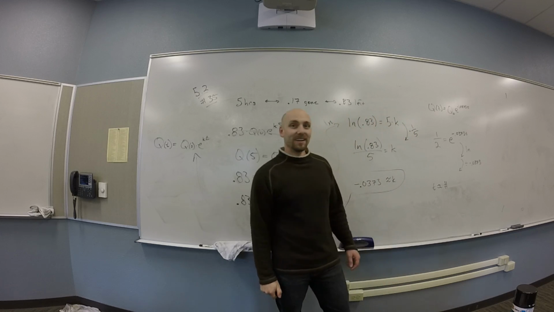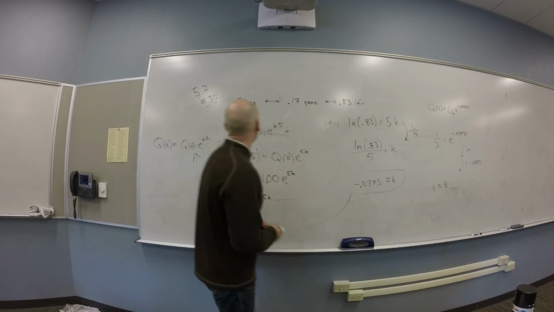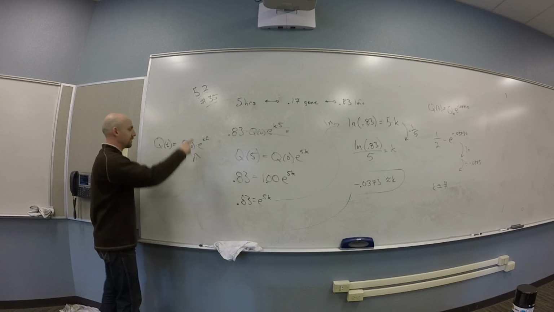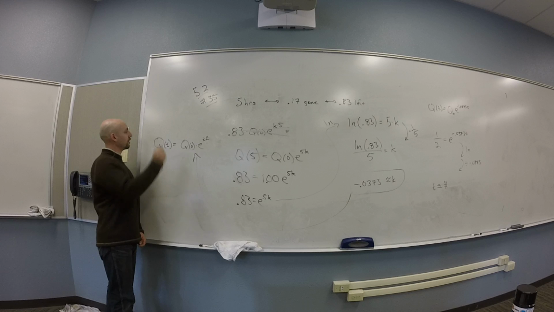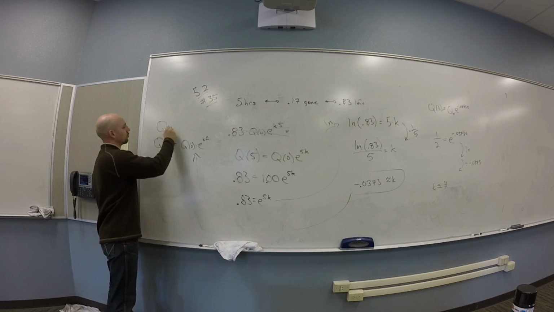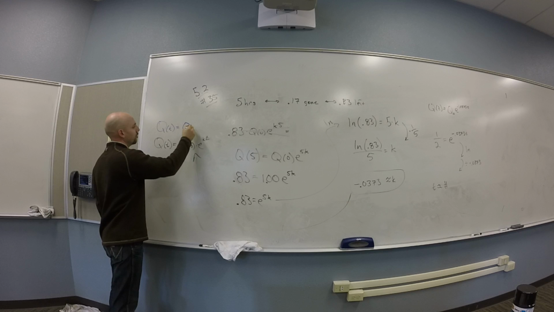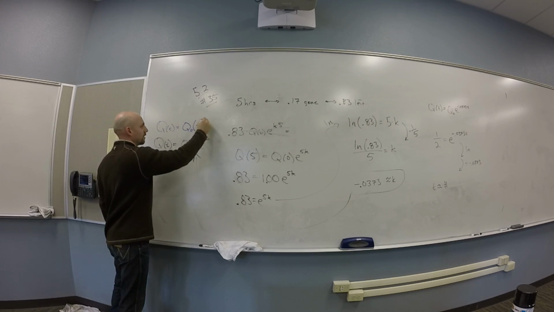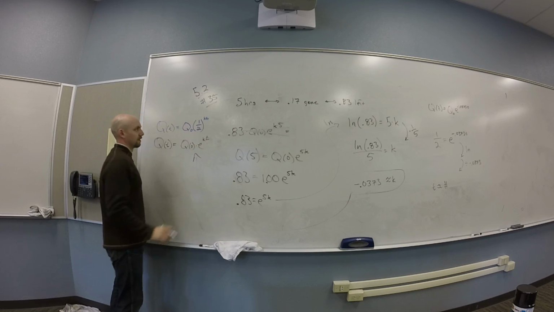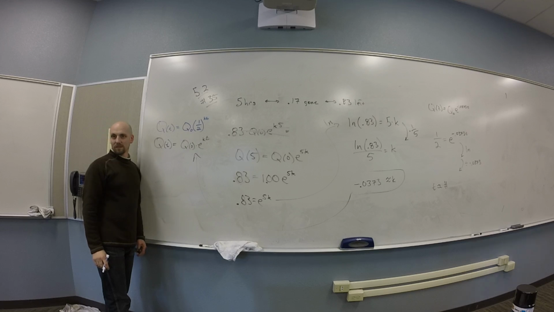That'll do it too. Okay, another way you could do this is instead of using this guy, Q of t is Q0 e to the kt, you could use the one that's better for half-lives, which is Q of t is Q0 times 1/2 to the kt. And then the k will be 1 over the half-life.